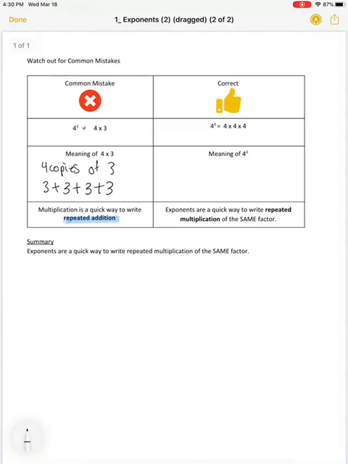The meaning of 4 to the third power is multiply 4 by itself 3 times, and it looks like 4 times 4 times 4. So this is repeated multiplication of the same factor. In this case, our factor is 4. Exponents are a quick way to write repeated multiplication of the same factor, just like text language can help us write a shortened version of what we want to say.